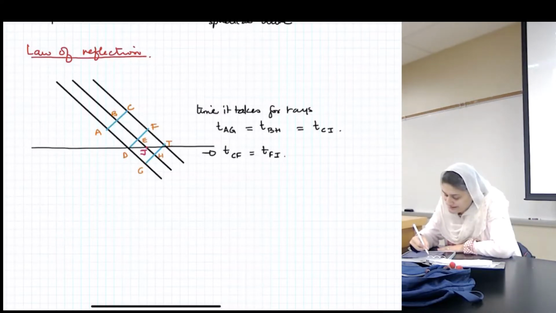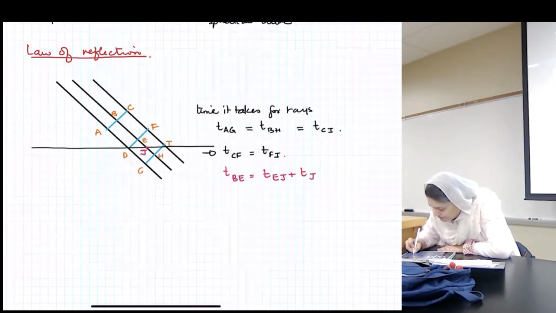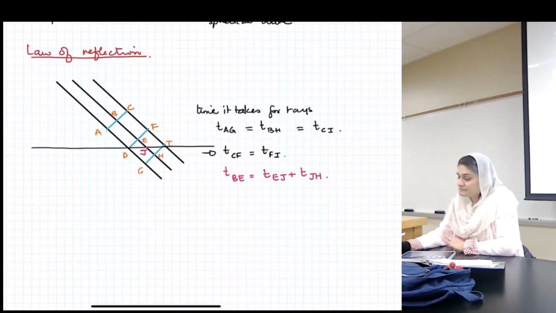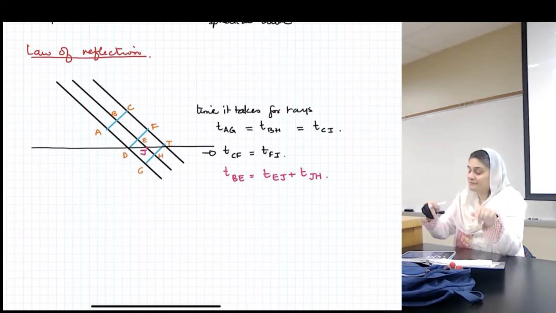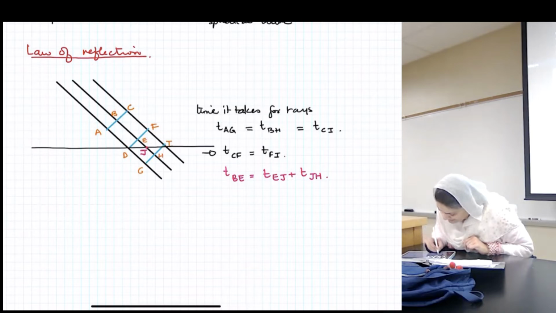And then can I say, if there is no reflecting surface, may I also say the time that it takes ray B, E to go E, J plus the time that it takes J, H. There's no reflecting surface. Okay, now I want you to put the reflecting surface in. So now imagine that this is the reflecting surface.